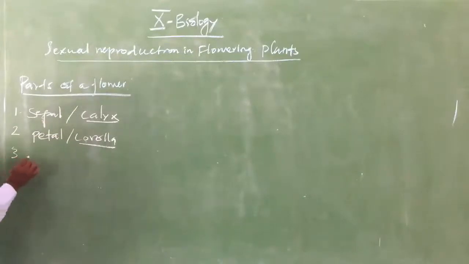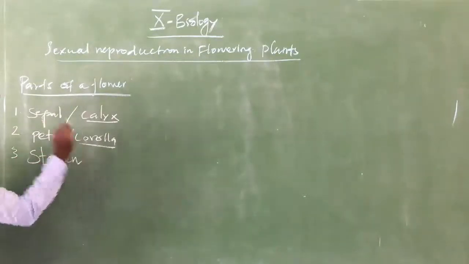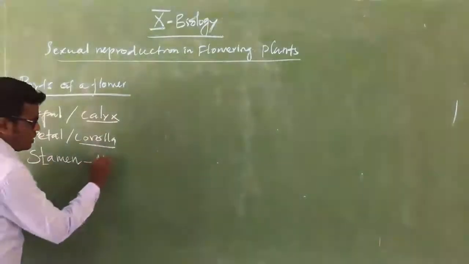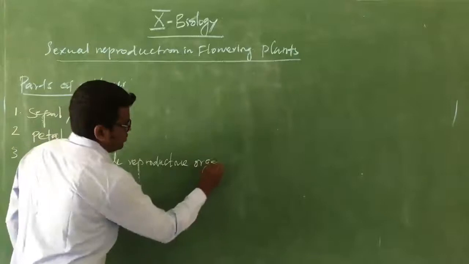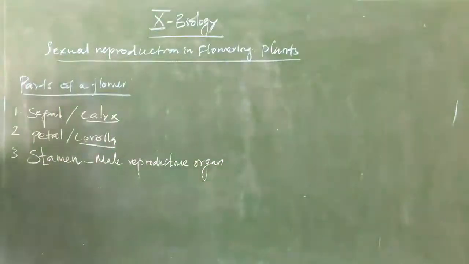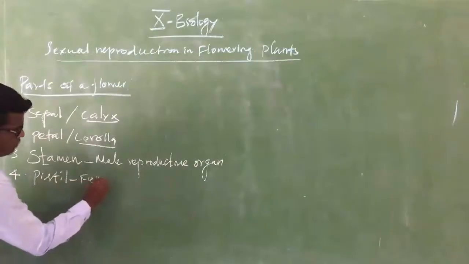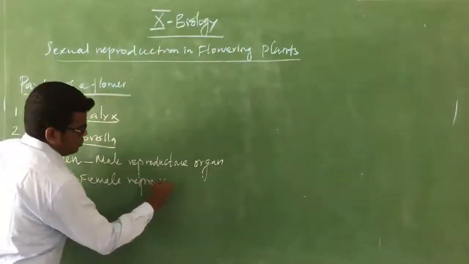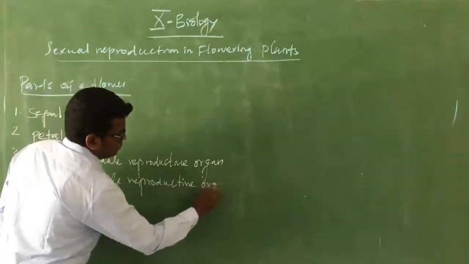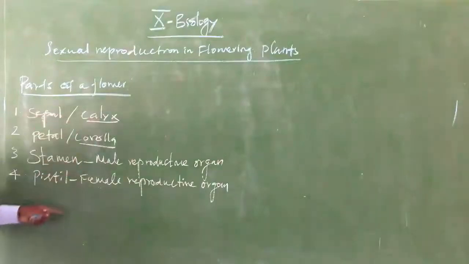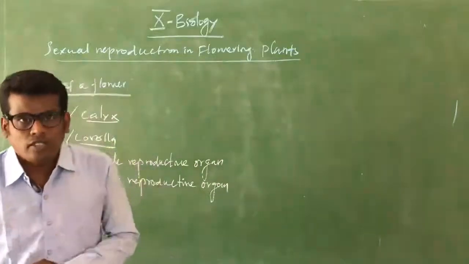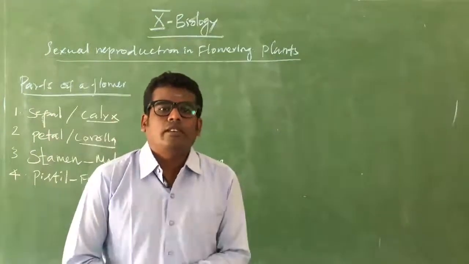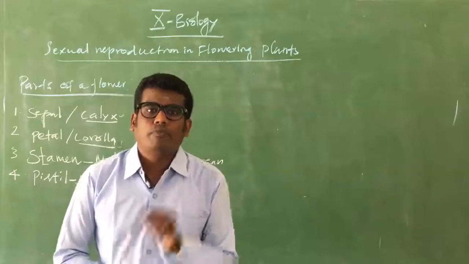The third part is the stamen. The stamen is the male reproductive organ of a flower. The fourth one is the pistil, the female reproductive organ of a flower. So these are the different parts present in a flower. The flower is called the reproductive part of the plant.